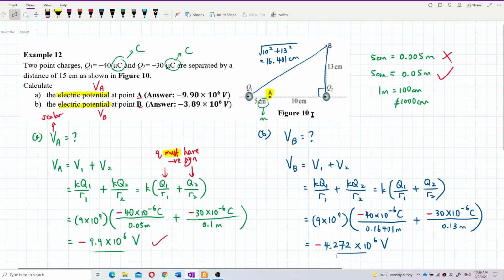Okay, something wrong. I know where I'm wrong. This is actually not 10 centimeter. So I have made a careless mistake. From Q2 to Q1 is 15 centimeter. So this is where I went wrong. So this is actually 15 centimeter. 10 plus 5 is 15. So this is 15, this is 13.